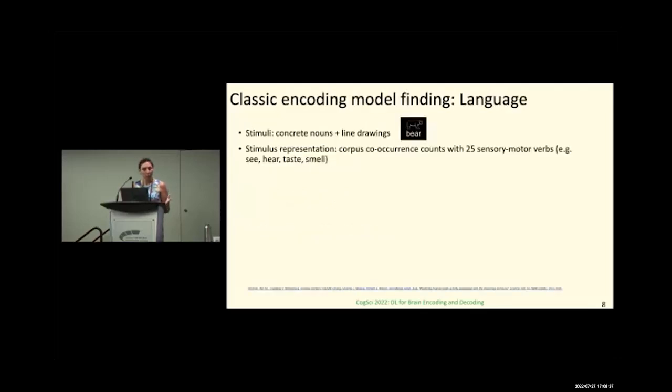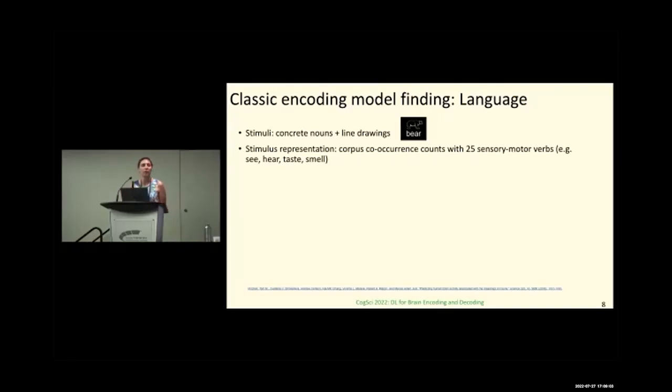So for the language work by Tom Mitchell and colleagues, Manish actually touched on this work a little bit in his presentation. Here, these authors used actual concrete nouns as the stimulus, in addition to line drawings of these concrete nouns. They presented these stimuli to people in an fMRI and recorded their brain activity.